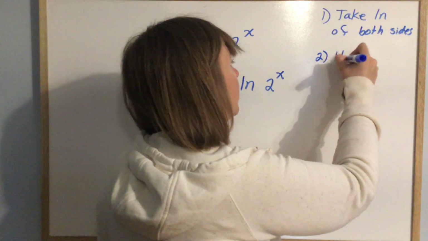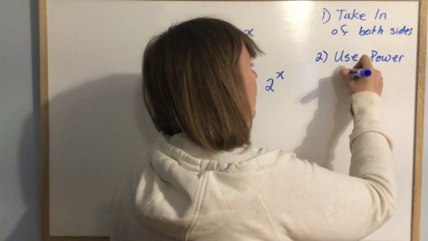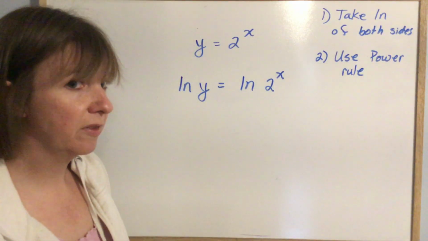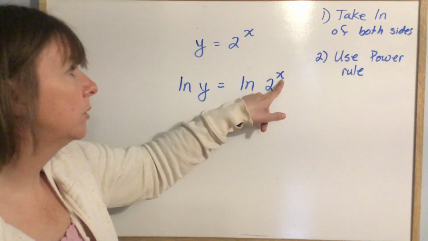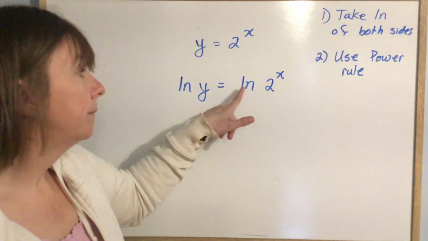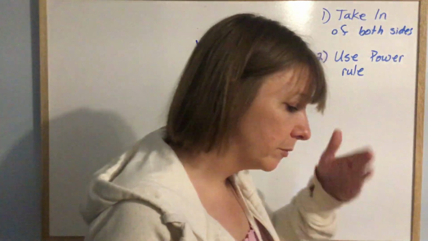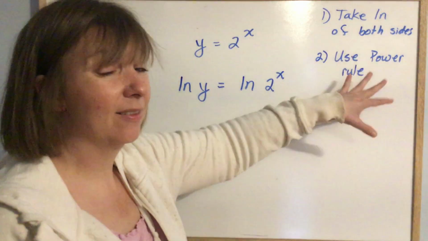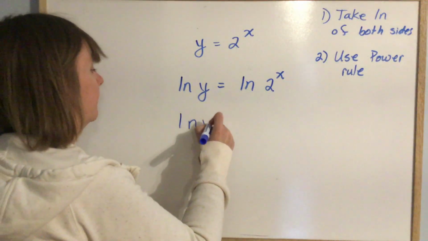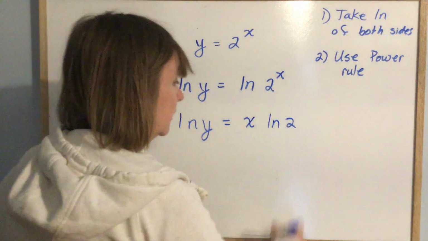Now, step number 2, use your power rule. So if you forget what the power rule was, the power rule said if you have an exponent, you can actually move it down in front. Again, this is a logarithm, so it's legal. So you can actually just bring the x down in front. That's what the power rule says you can do. So ln y equals x ln 2.